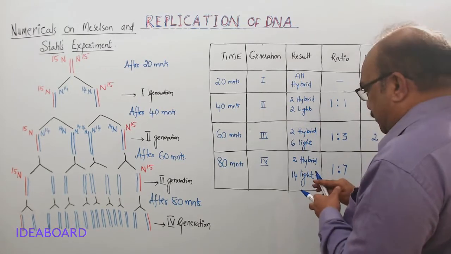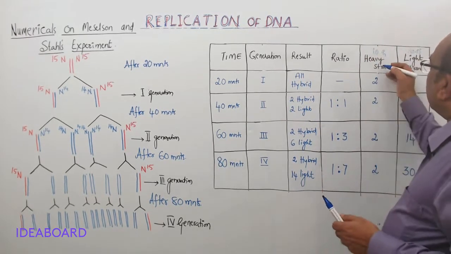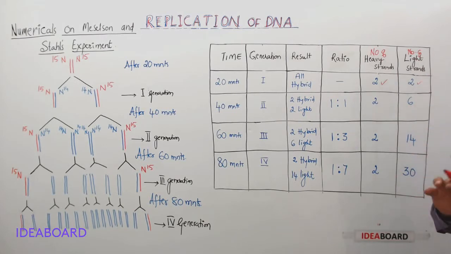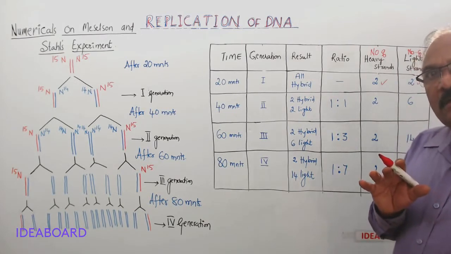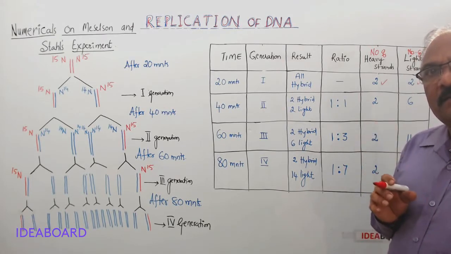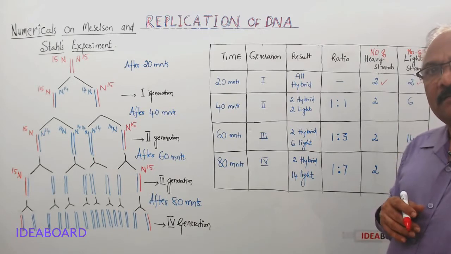Number of heavy strands, 2. And number of light strands, 2. I hope you don't get confused. You see, I am talking about strands. Don't forget that DNA is double stranded.